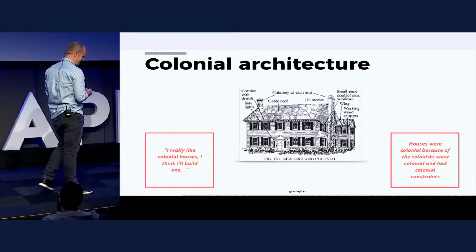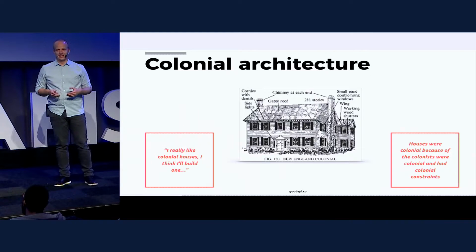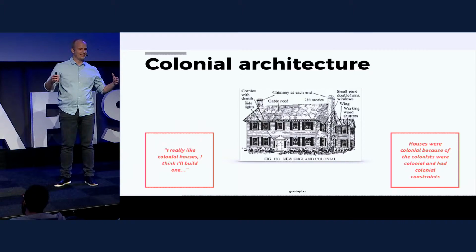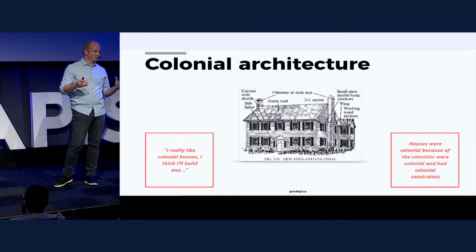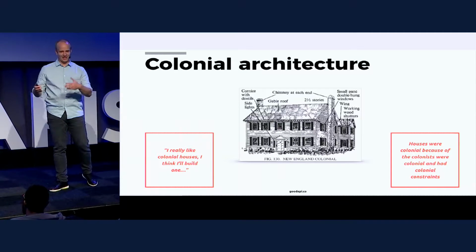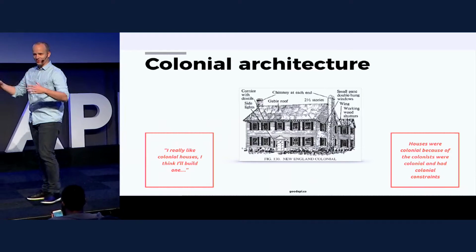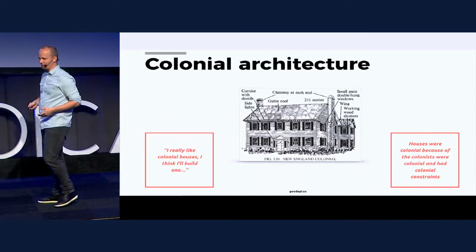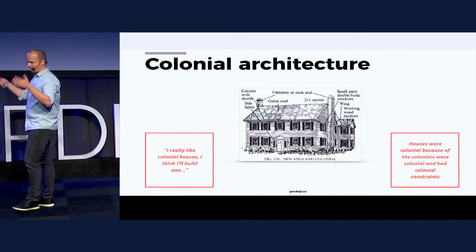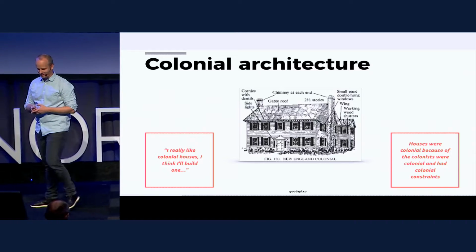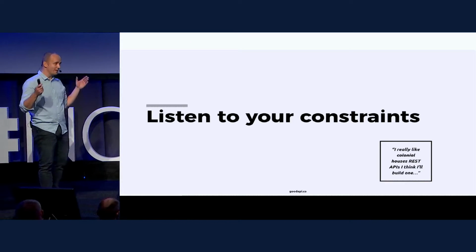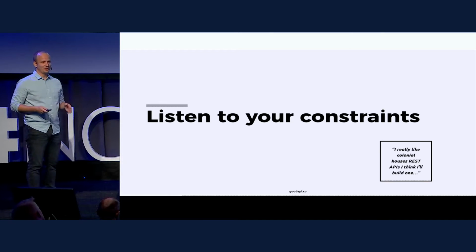So in other words, these people were constrained by their environment, by their technology to produce colonial architecture. They were not doing colonial architecture because they liked it or not. They were constrained by the environment to produce what maybe some of us think of as beautiful homes. Important message here, listen to your constraints.